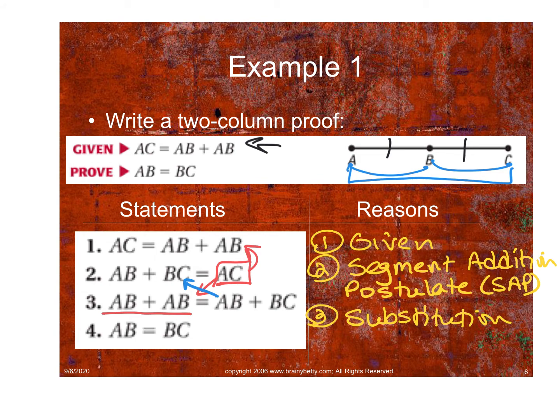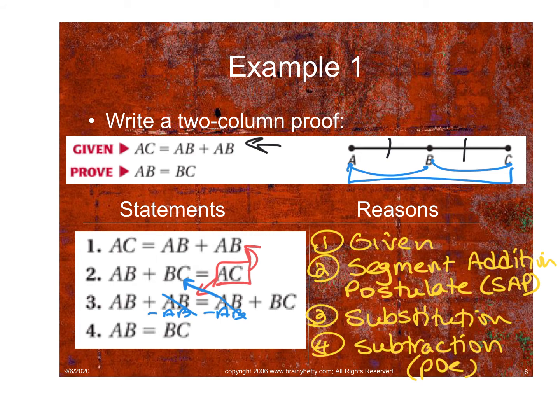And then lastly, those properties of algebra that we just did last night, the addition, subtraction, multiplication, division, can also be applied to segments and angles. Right now we're going to apply it to a segment. And what they did from step 3 to step 4 was they subtracted AB from both sides. And that's how they got AB equals BC. So this is the subtraction property of equality. And you're done.